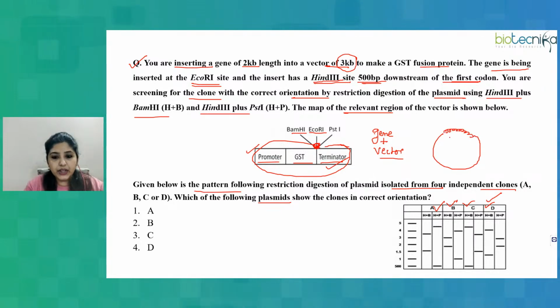And then, as mentioned in the question, you're performing restriction digestion, Hind3 plus BamH1 and Hind3 plus PstI. So now carefully see what size fragments you will get on restriction digestion. I hope you all have understood the question, right? It's a very interesting question.